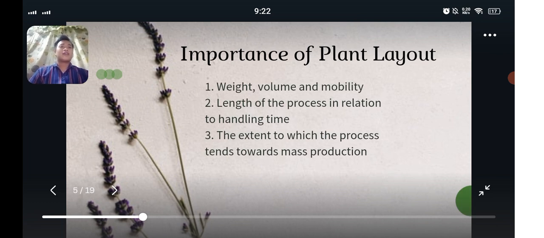Importance of plant layout. So the first one is weight, volume, and mobility. Second, length of the process in relation to handling time. Third, the extent to which the process tends toward mass production.